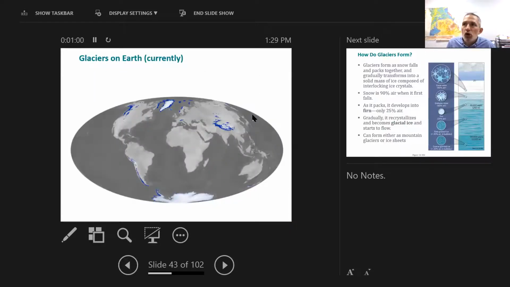So here's a map showing where the glaciers on Earth are currently at. Those indicated in blue, and you can see that the vast majority of glaciers are occurring at the North Pole and the South Pole, but at altitude, we also have some glaciers.